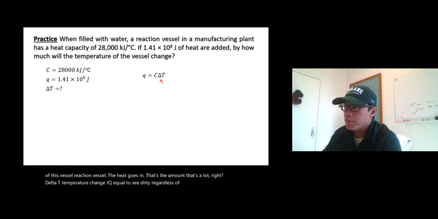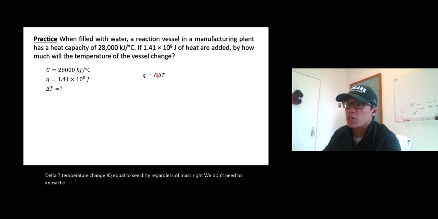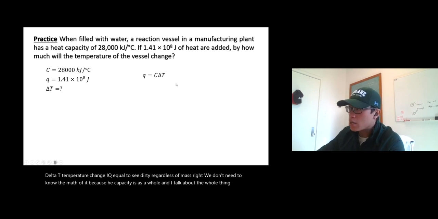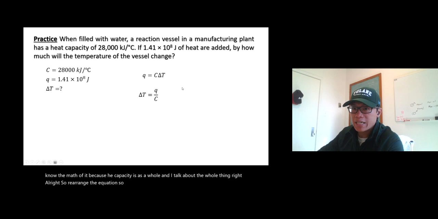All right, we don't need to know the mass of it because heat capacity is for the whole thing. Right, we talk about the whole thing. All right, so rearrange the equation. So delta T equal to Q over C.